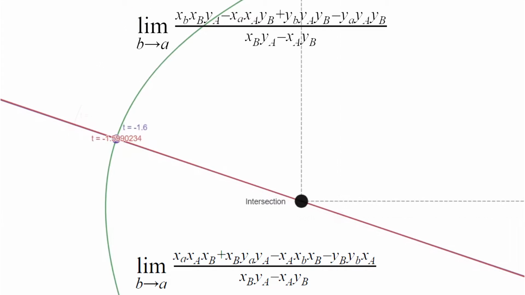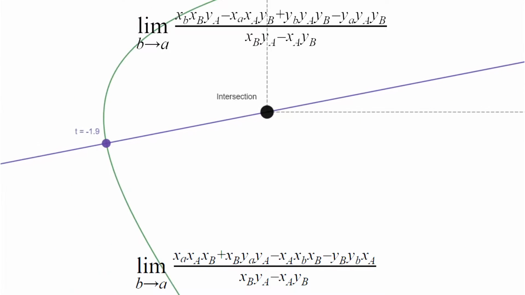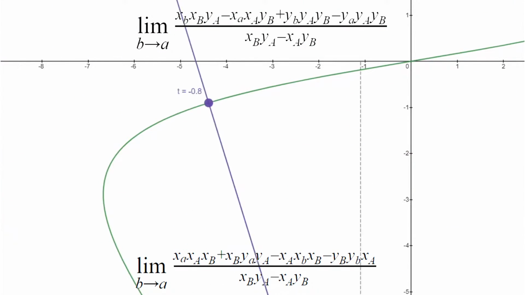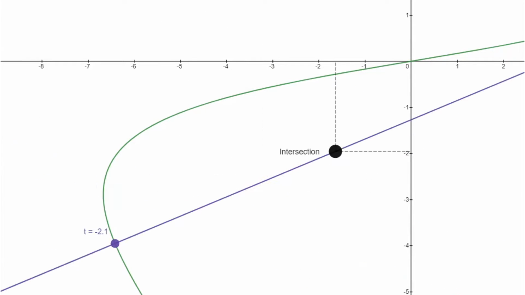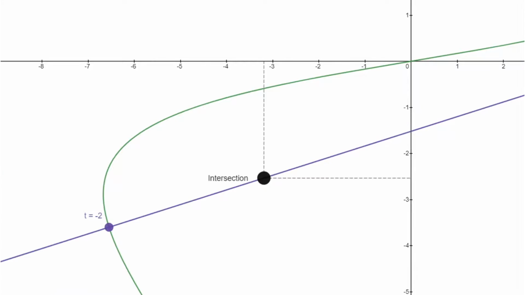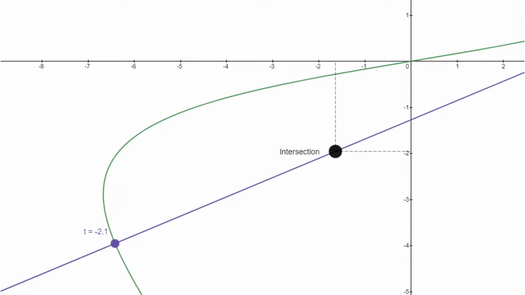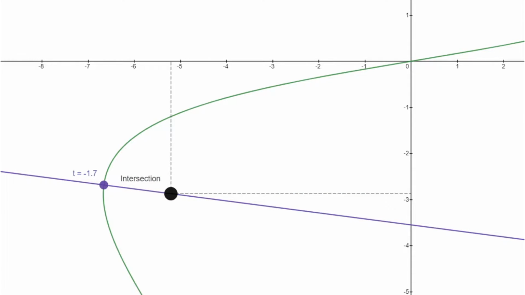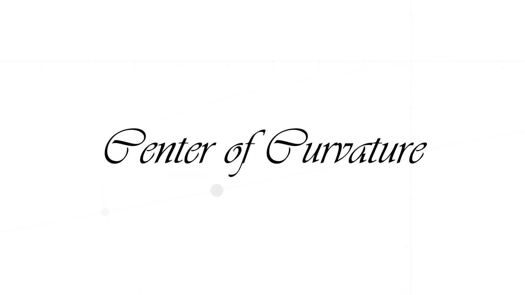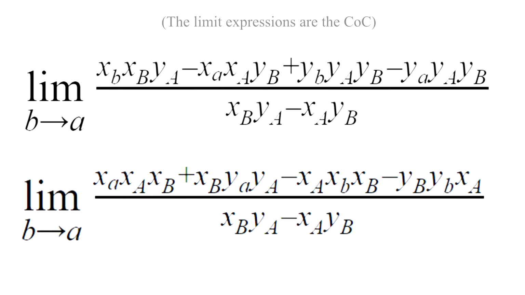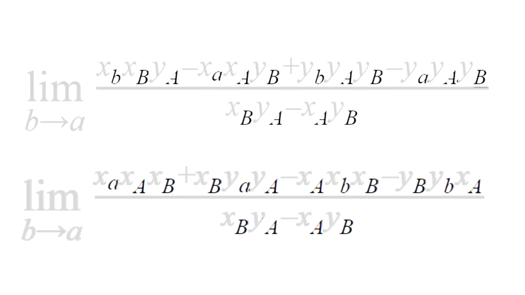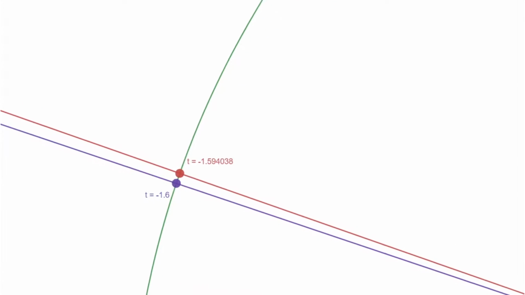Yet, paradoxically, the two lines are so close that they can be treated as one line, and this merged line would still have an intersection point somewhere. This is the magic of taking the limits. You get lines intersecting themselves at a valid location. This one-line intersection point is the point we're looking for, called the center of curvature, or the COC. Since b approaches a, our COC expressions will basically be dependent on a instead of a and b, because the b line has merged with the a line.